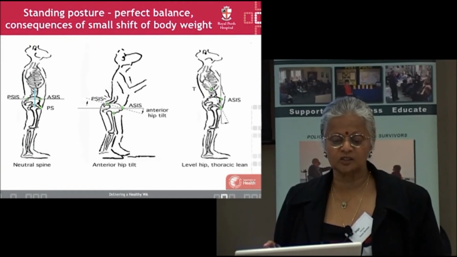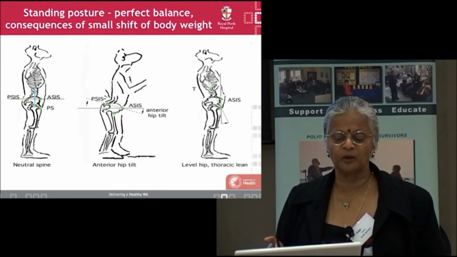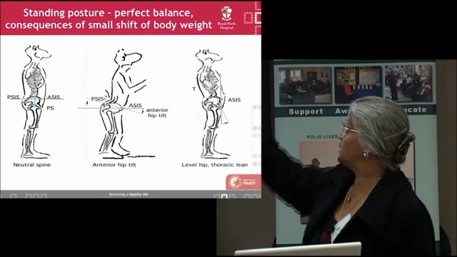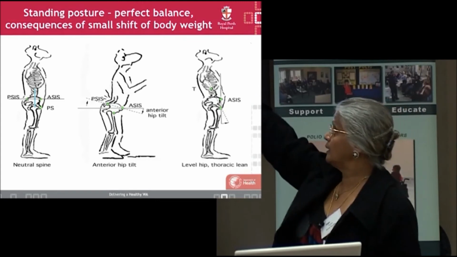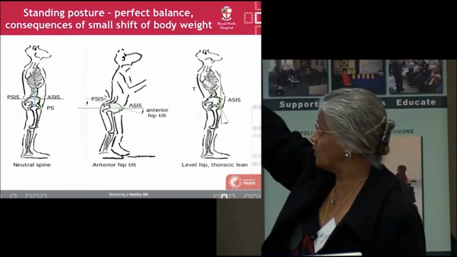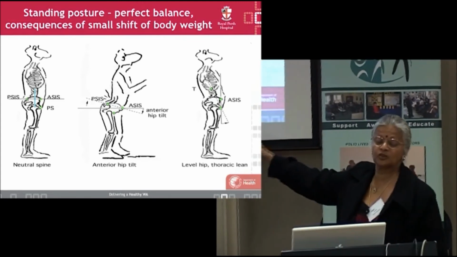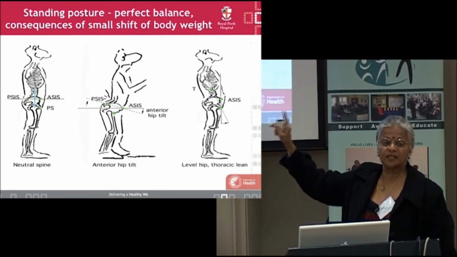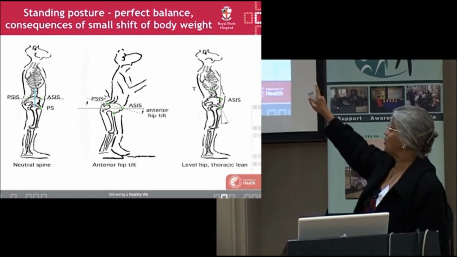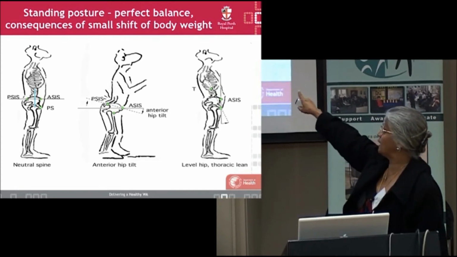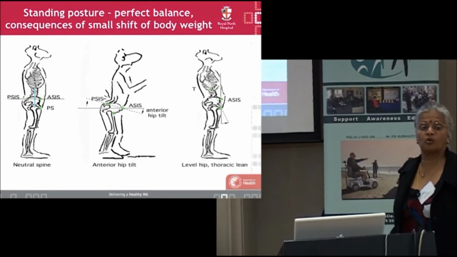The other, there's perfect balance and consequences of small shifts of body weight. The first picture is perfect balance, meaning a line going from the top of your head must pass through the middle of all of those joints, right down to your leg. That's how precisely balanced your body is. You shift. How many of you are in that second picture? What you've done is now tipped your pelvis forward.